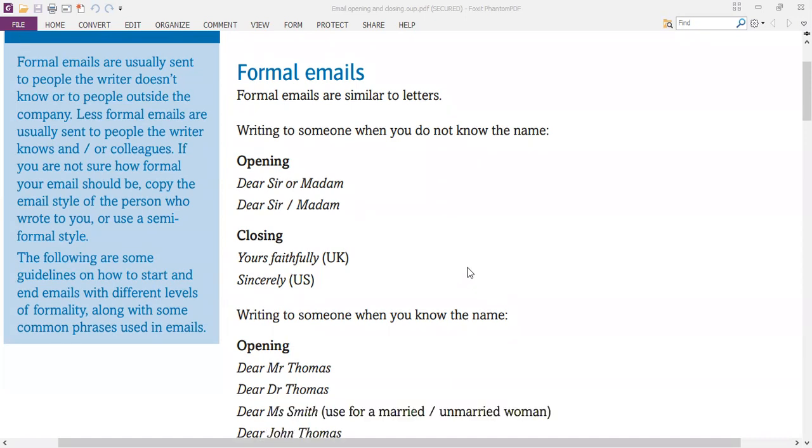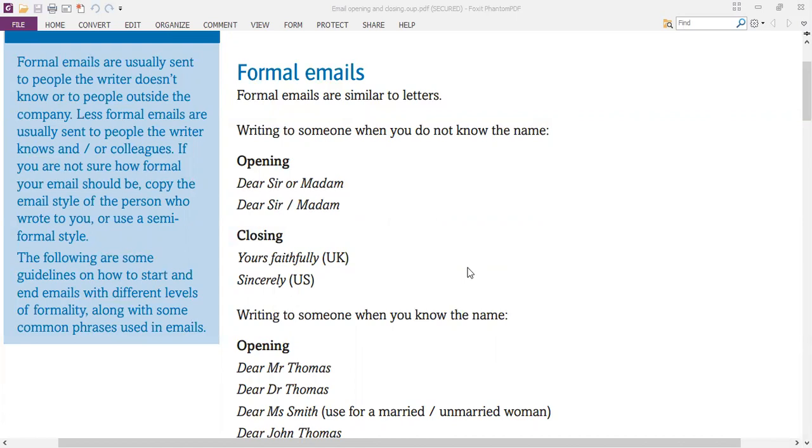So if we talk about formal emails, which are slightly similar to letters, there are 2-3 things which you should keep in your mind. So for example, if you are writing to someone you do not know, so then you do not know their name, so you should start with dear sir or madam, or dear sir slash madam, and you can close by saying yours faithfully if you follow British English, or if you follow American pattern, then you can just write the word sincerely.